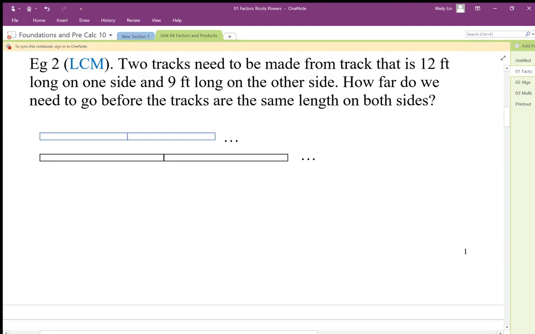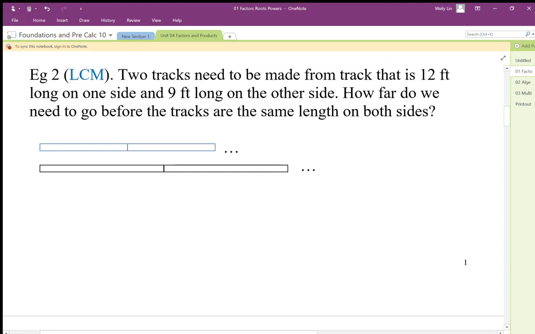So when we have 2 tracks here, we have 2 sets of tracks. One's made from 9-foot long sections. Okay, so in here we have 9-foot long sections, so this is 9 and 9. And we have another set of tracks made from 12-foot sections, 12 and 12. And we want to be able to have the ends of them line up. So what's going to happen here? Well, we can just kind of draw it out and see what happens.